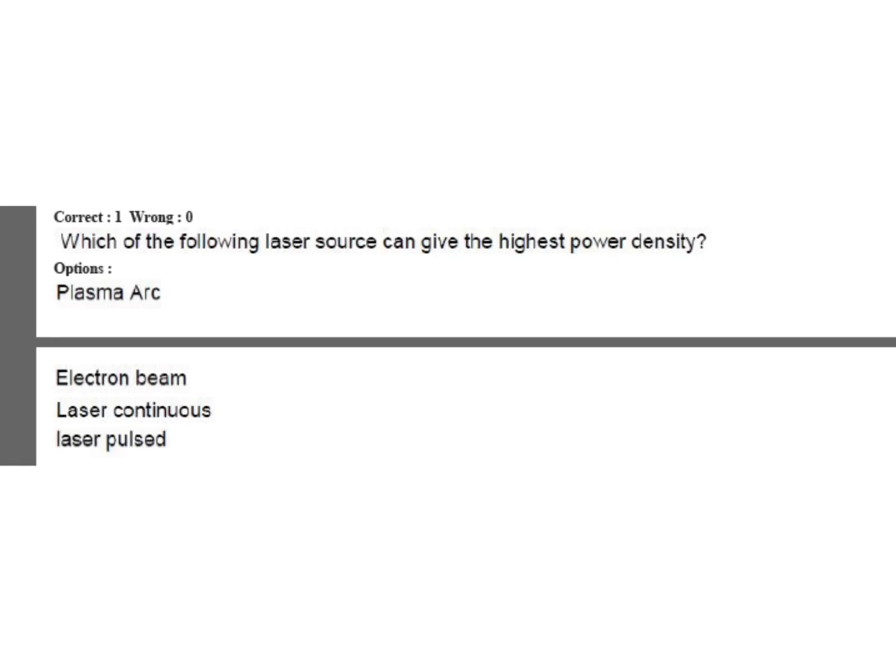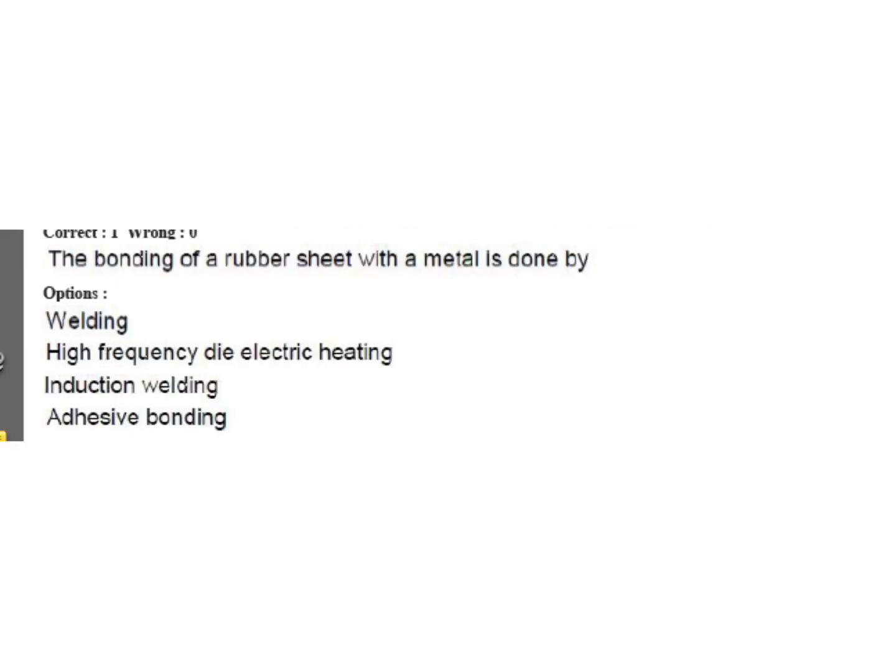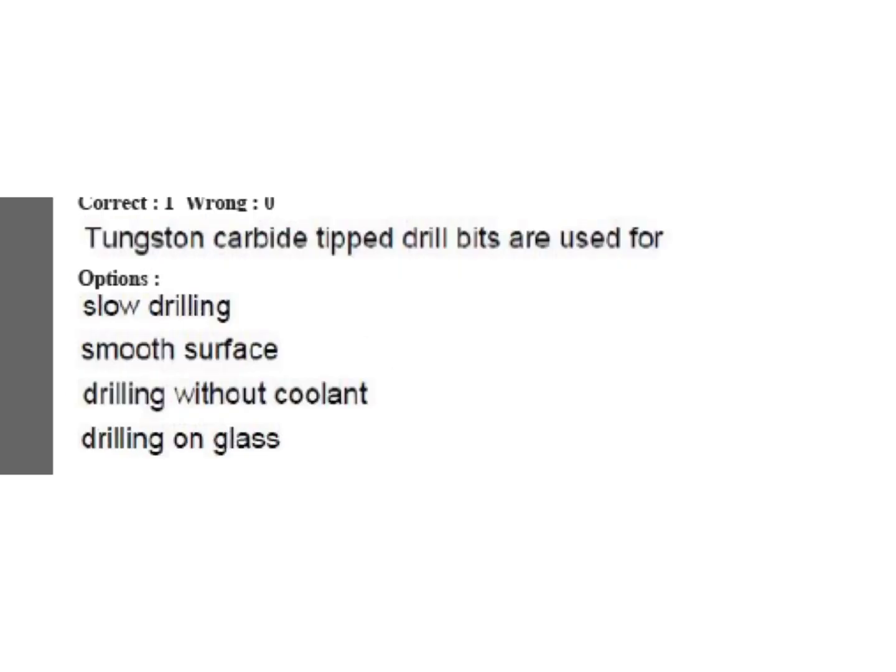Bonding of a rubber sheet with a metal is done by, this one was already asked in IES. Welding, high frequency dielectric heating, induction welding, adhesive bonding. This is the answer, adhesive bonding. Tungsten carbide tipped drill bits are used for slow drilling, smooth surface, drilling without coolant, drilling on glass. This is the answer. Drilling on glass, we are using tungsten carbide tipped drill.